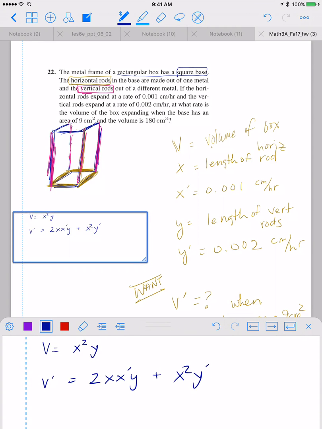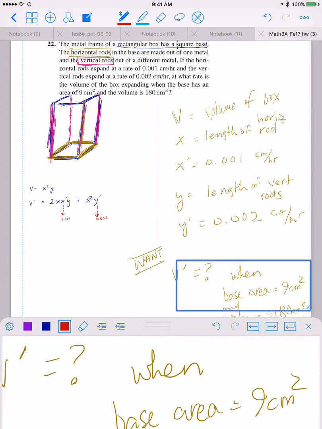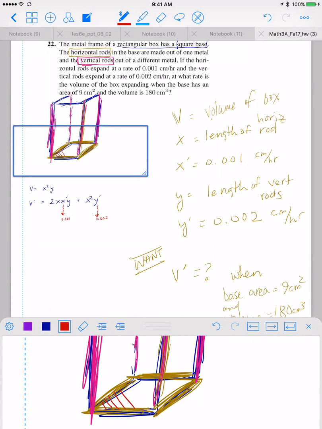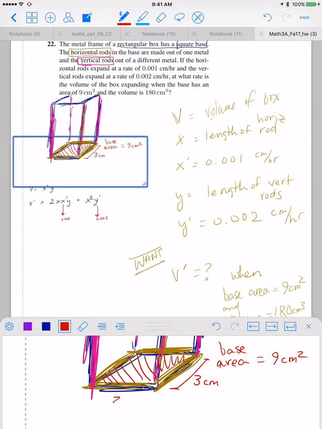Okay, so now we're told that x prime is equal to 0.001. y prime is equal to 0.002. Okay, when the base area is equal to 9 centimeters squared. Because the base is square, if this area is equal to 9 centimeters squared, this means that each length has to be 3 centimeters. Does that make sense?